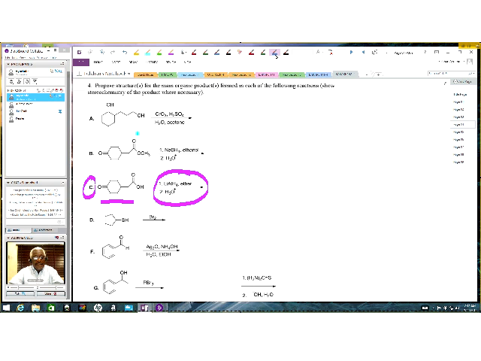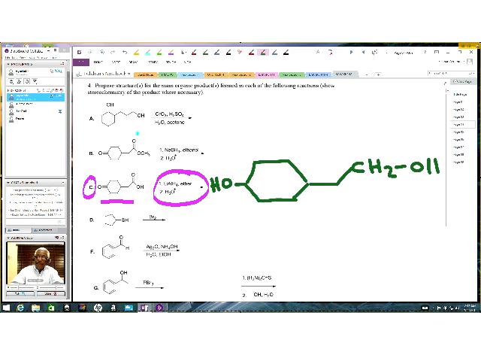Now we also know here that lithium aluminum hydride will convert a ketone to a secondary alcohol, and also that lithium aluminum hydride will convert a carboxylic acid to a primary alcohol. Okay, so let us see what will be the product here. So the ketone is converted to a secondary alcohol, and the carboxylic acid at this point is converted to a primary alcohol.